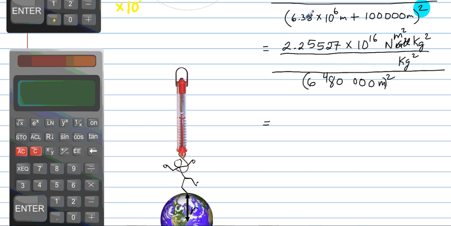That was the sum of these two. I hadn't squared yet. So we have 2.25527 times 10 to the 16th. Now you'll notice that we have kilograms squared on the numerator and kilograms squared on the denominator of this. And so our units that we're left with are newton meters squared.